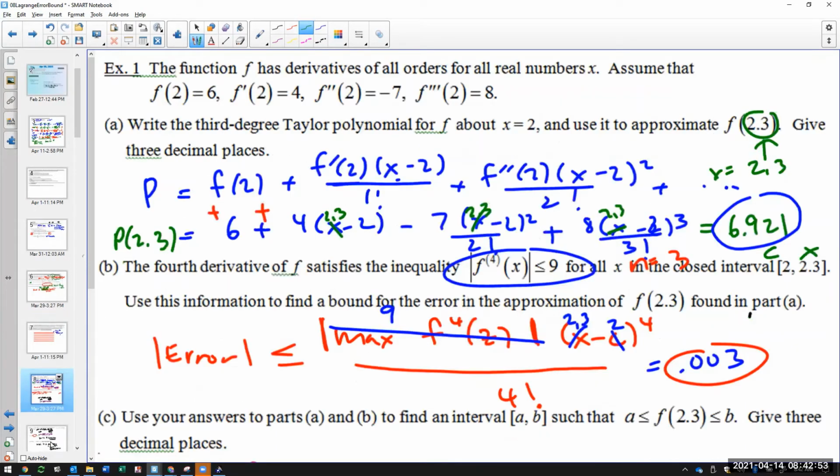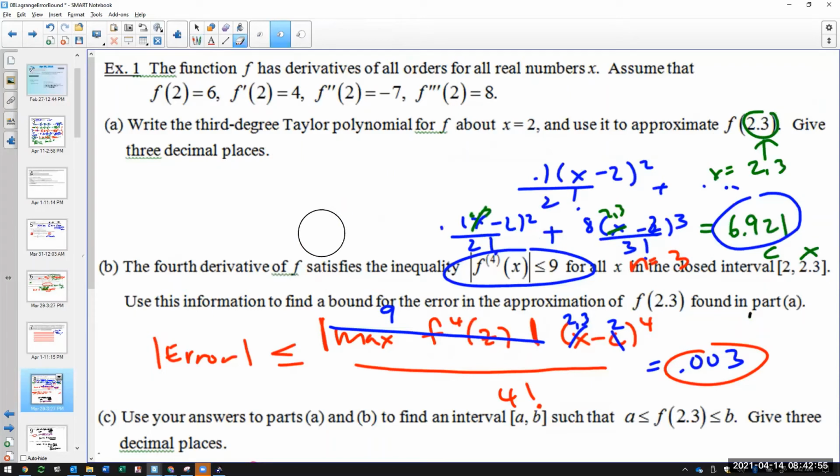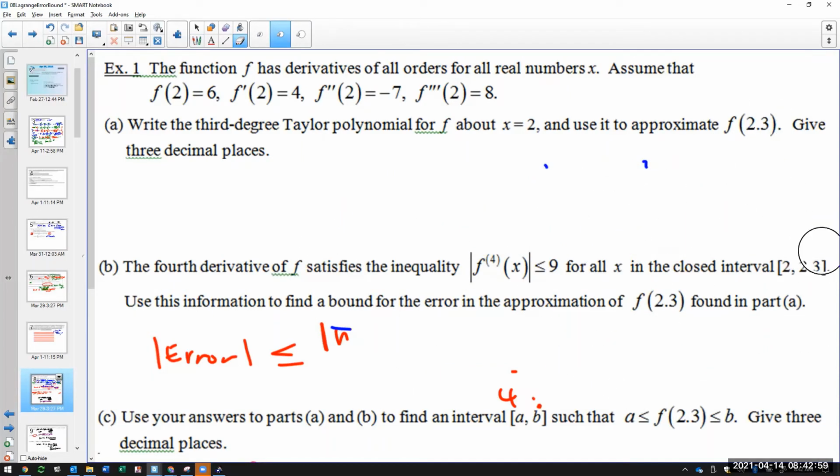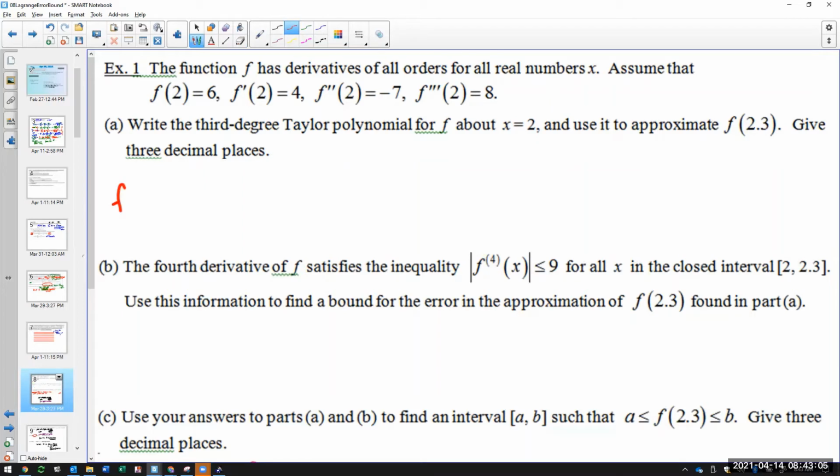So let me show you what a problem looks like. Let's look at this example. They say, write the third degree polynomial for f about x equals 2. So we're going to write f of x, and we're going to approximate that. Actually, I'm going to pause here. You've done enough homework that you should be able to write the third degree polynomial given this information here. See if you can do it.